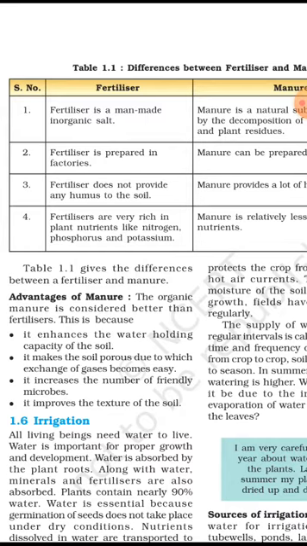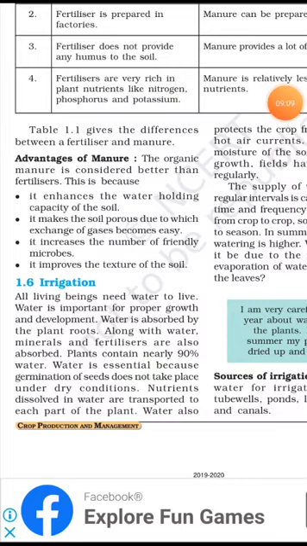So this is all about fertilizer and manures, and let us now learn about irrigation. Look children, what is irrigation? The supply of water to the crops at regular intervals is called irrigation. As we know, just as water is important for us, water is just as important for crops.